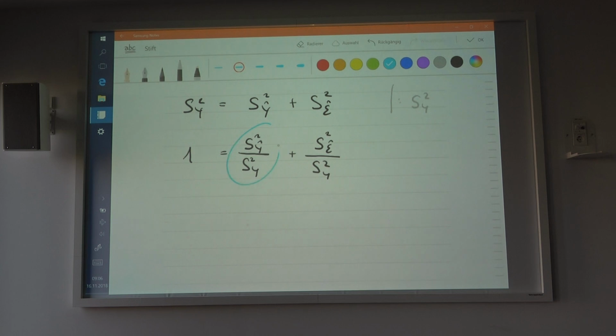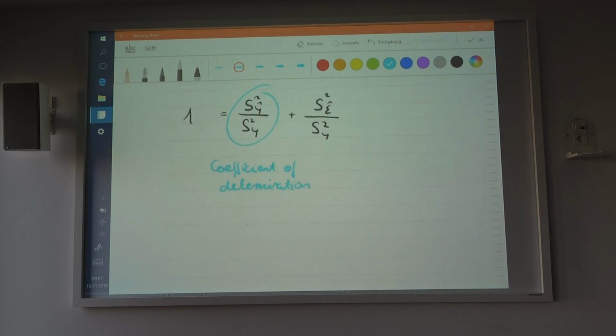And this expression here is the so-called coefficient of determination. This was part of the first assignment, I hope you remember. The coefficient of determination is the ratio of the explained variance and the total variance. Let's say it's equal to 60%. That means that 60% of the variance of the dependent variable can be explained by the explanatory variable, or by means of the regression model. Remember, the coefficient of determination.